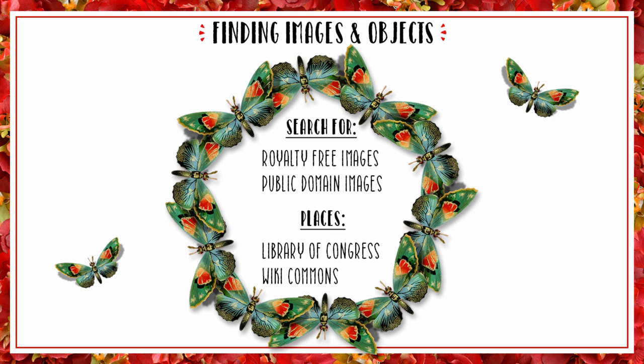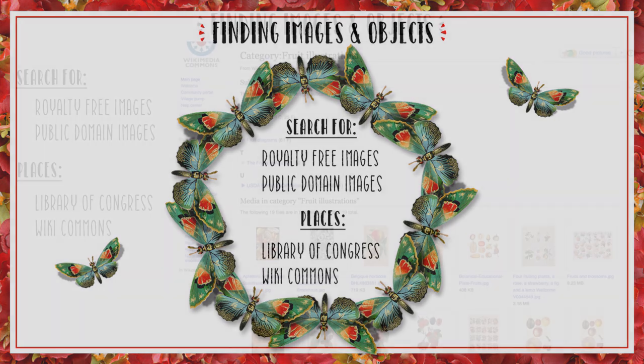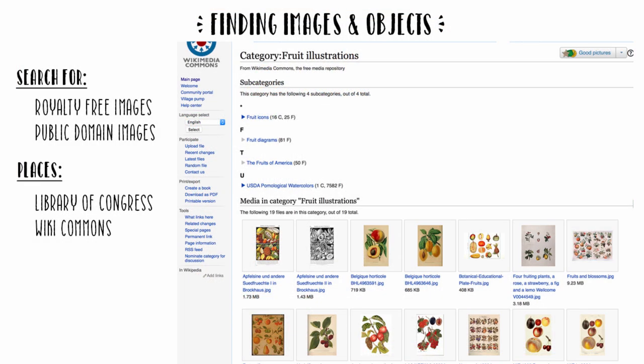So one of the ways that I find images is by doing a search for royalty free or public domain images. And a couple of great places are the Library of Congress website and the Wikicommons site. Now here is a screenshot of the Wikicommons site where I did a search for fruit illustrations, and this is what came up. The other great thing about the Wikicommons site is usually it will list on each image page the terms of use if it's in the public domain, or if you need to leave attribution, which means you would have to give credit to who you got it from.